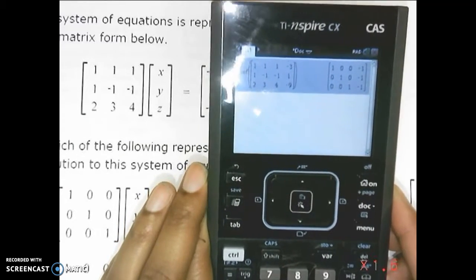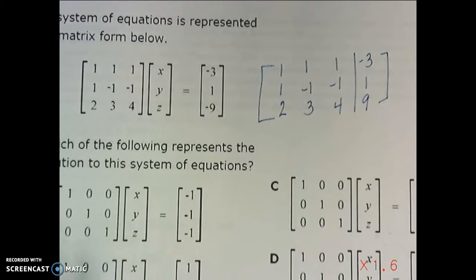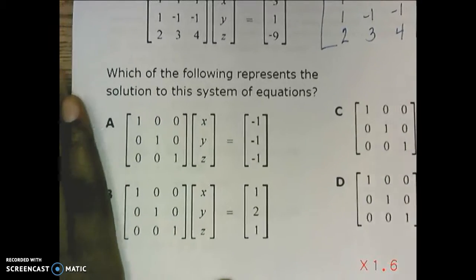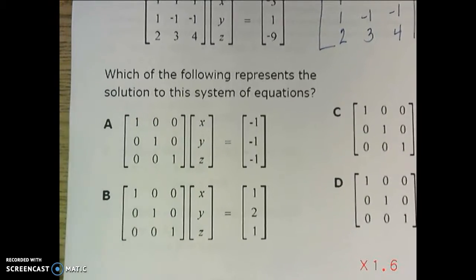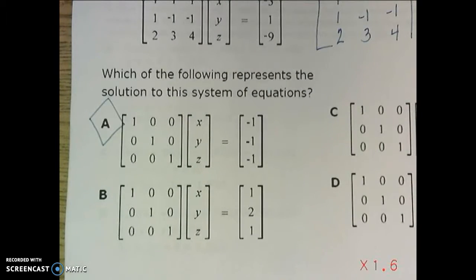So we have -1, -1, and -1. And if you use the format that Mr. B taught you, then you should be quite comfortable with seeing and knowing that our final answer is going to be A. All right, that's all to it.